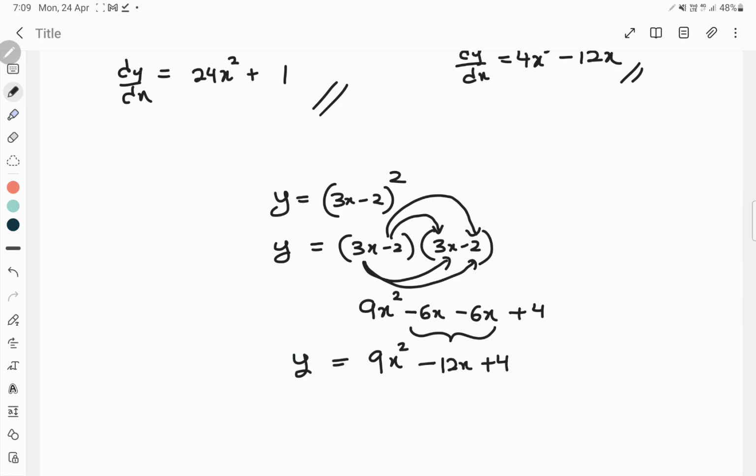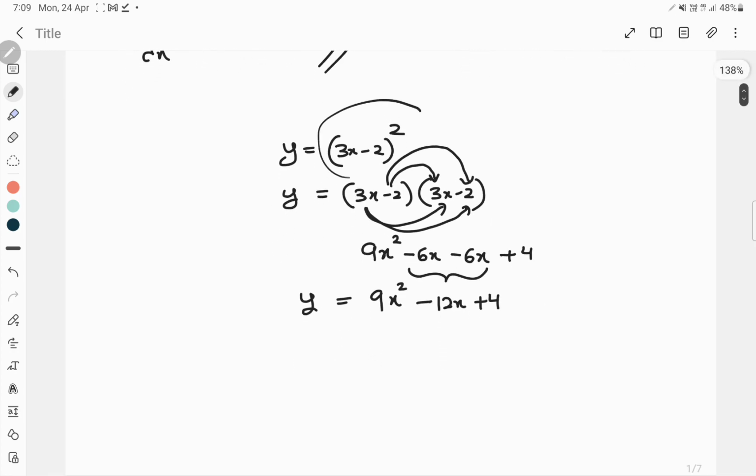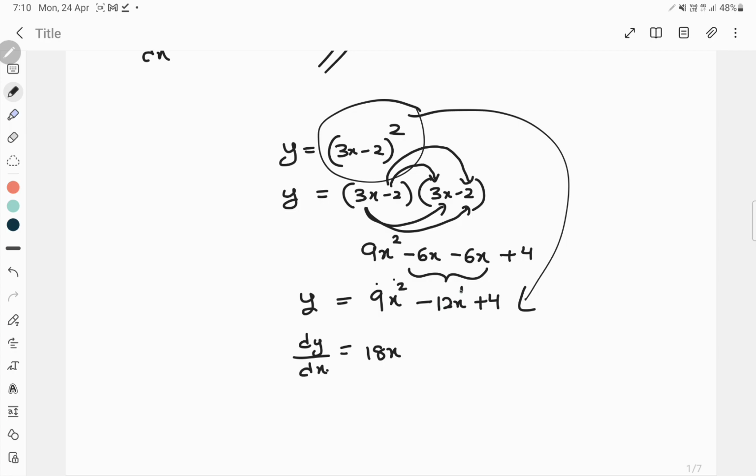Alright, this is not the differential answer, still just the expansion of this. Now only we are going to differentiate it. So dy over dx, that's the differential of y in terms of x. So 9 times 2 is going to be 18x. Then power 1 is here, 1 times minus 12 is minus 12. And you know that x to power 0 is 1, so 12 times 1 is 12.